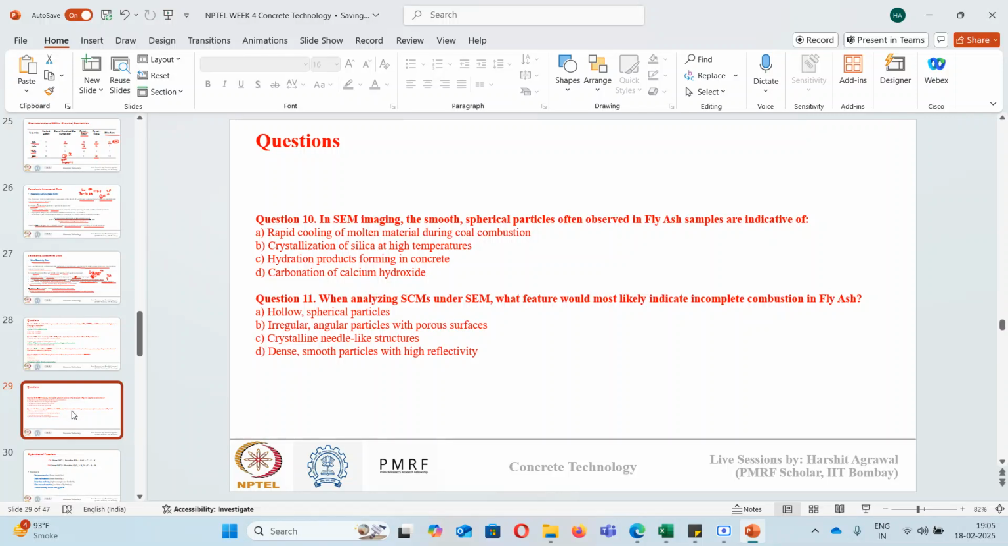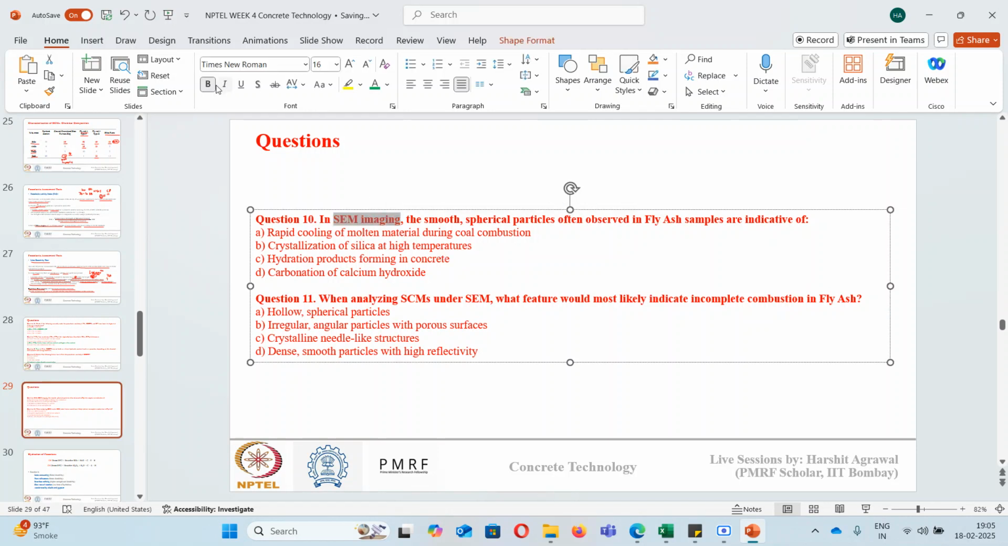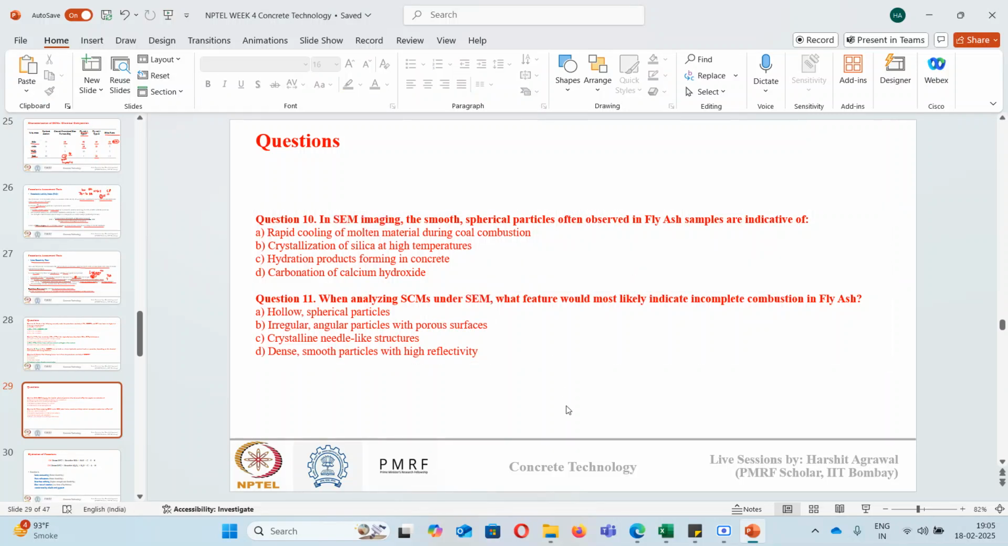Now, try to answer these two questions again. These are based on SEM imaging. So based on SEM imaging, try to answer these two questions.